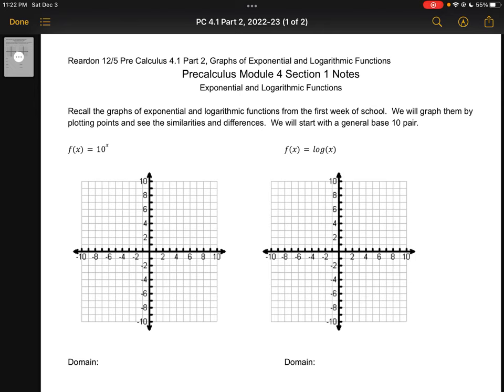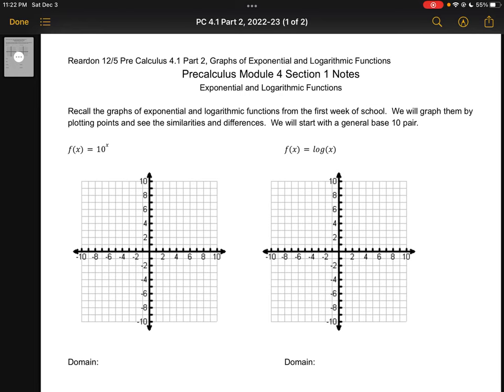In today's video we are going to be taking a look at the graphs of exponential and logarithmic functions. This is a continuation of the 4.1 lesson that we saw last week. The main difference in today's lesson is that instead of doing the calculations by hand and solving, we are going to be comparing and remembering some of the basic properties of the graphs of each of these types of functions.